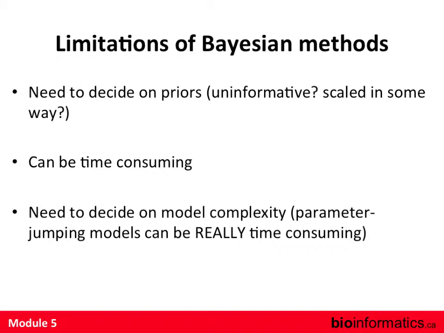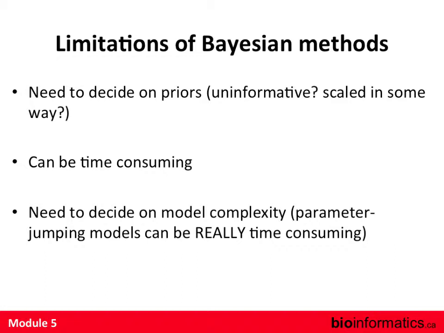One of the problems of doing this is that, in general, it makes sense, right? You want to be agnostic. You don't want to impose something on it. However, sometimes what you think is a flat prior is not actually a flat prior. And this is particularly true of phylogenetic trees. If you say each tree has an equal prior probability of being the true tree, that's not saying that each relationship in the tree has an equal probability of being correct. So there's a bit of messiness there.